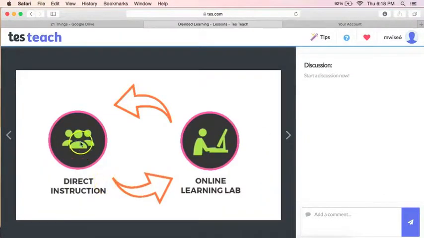So again, lab rotation is going from direct instruction to online learning lab in different classrooms. So you're moving through different classrooms to get the direct instruction and then the learning lab.